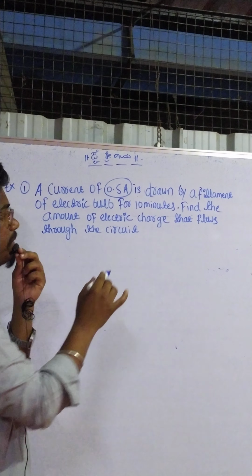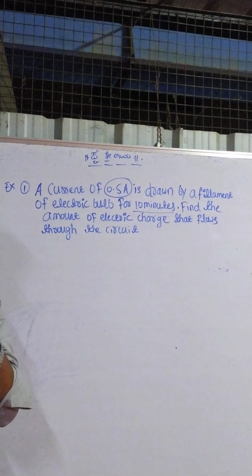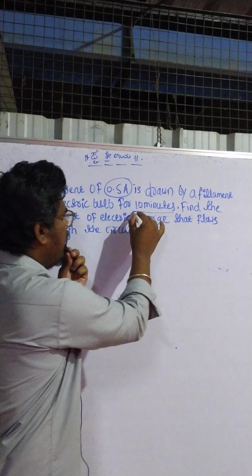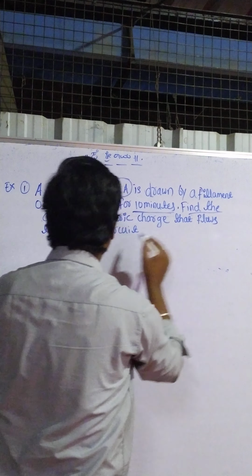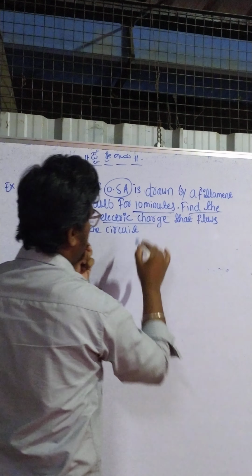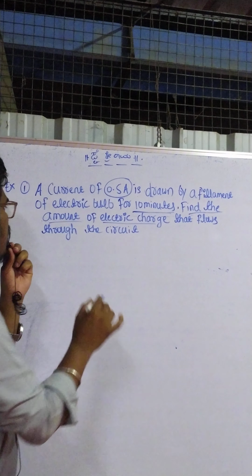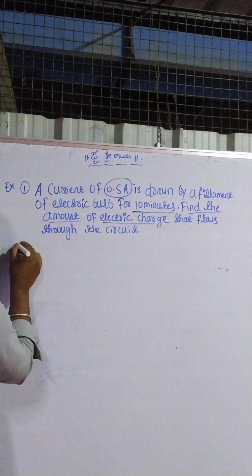For how many minutes? For 10 minutes it is using. An electric bulb is using 0.5 ampere of current for 10 minutes. Then you have to find the amount of electric charge flowing through the circuit. This is the question.